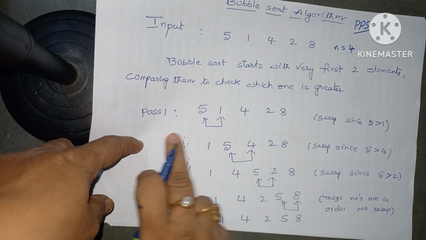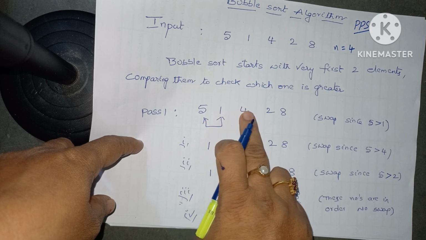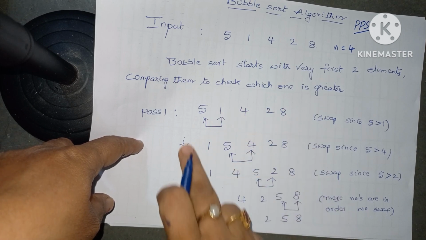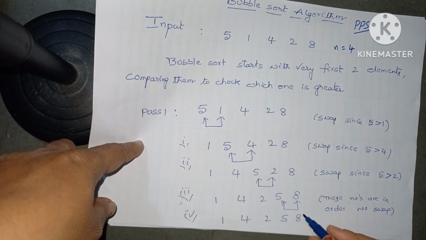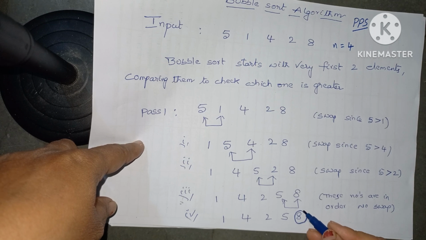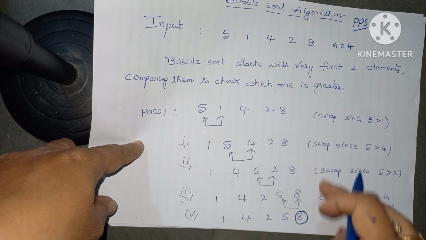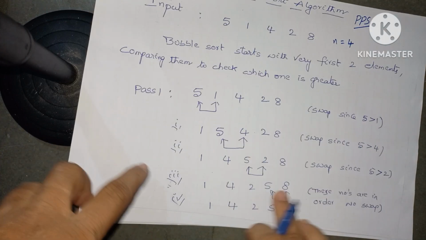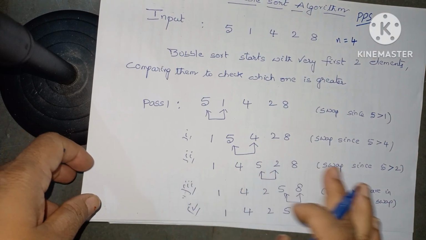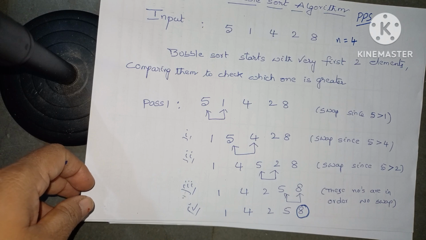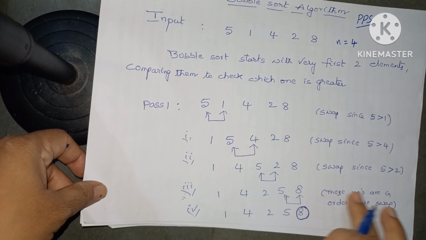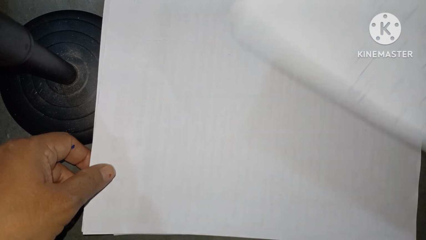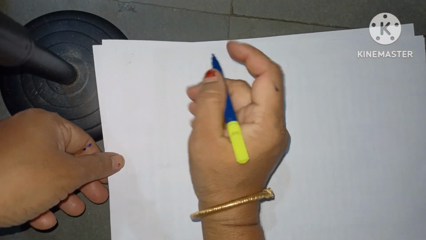Pass 1 is completed. So, in pass 1, within 4 steps, the greatest element is coming into the last place. Once pass 1 is completed, the larger element is coming into the last position. Okay, then we go to pass 2.